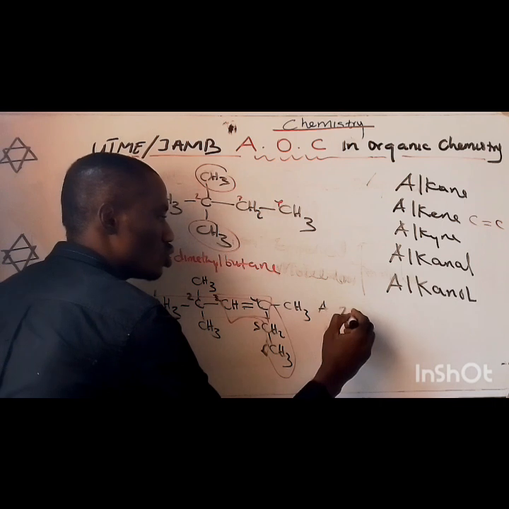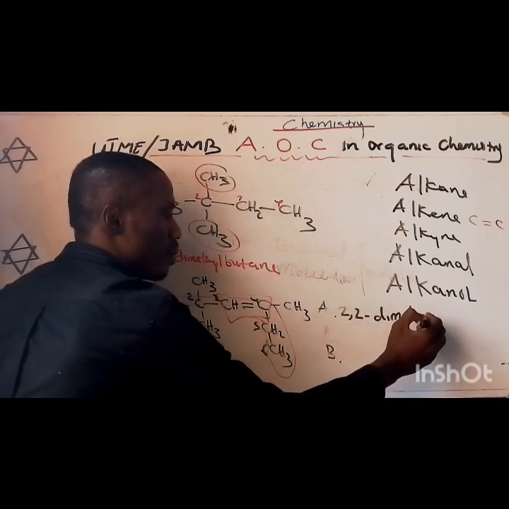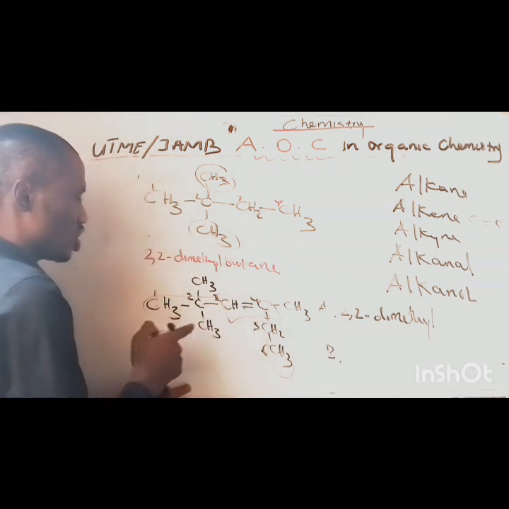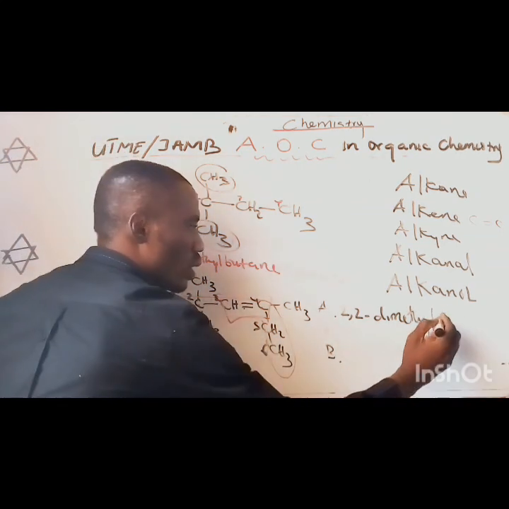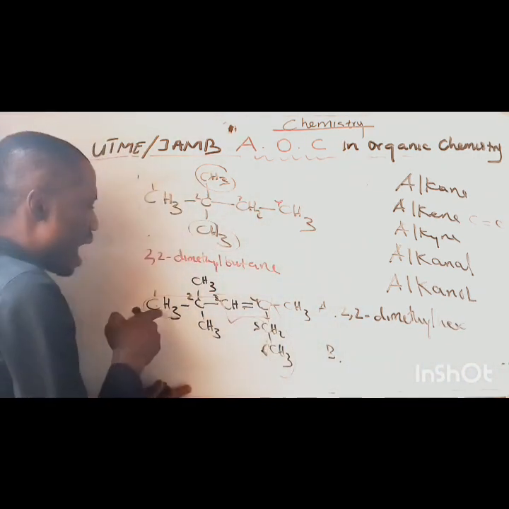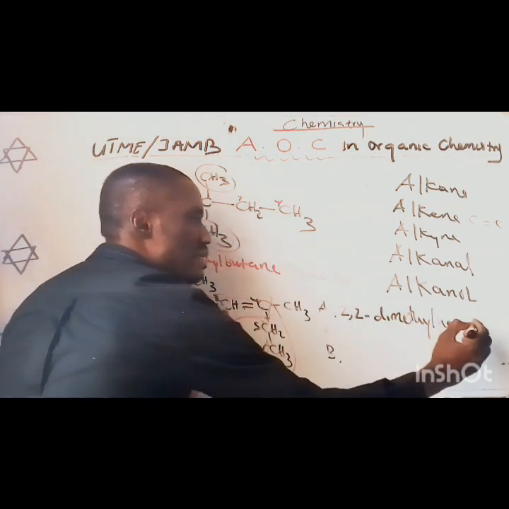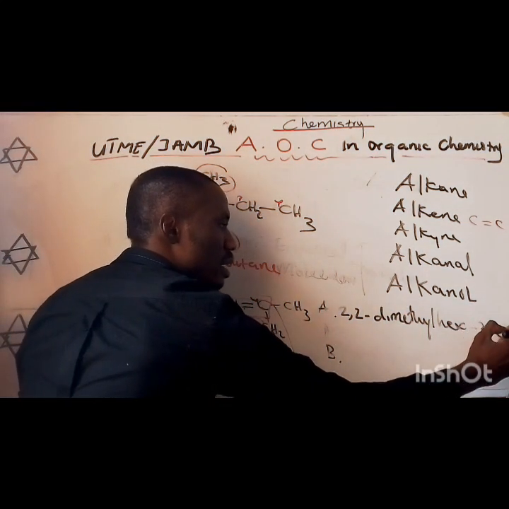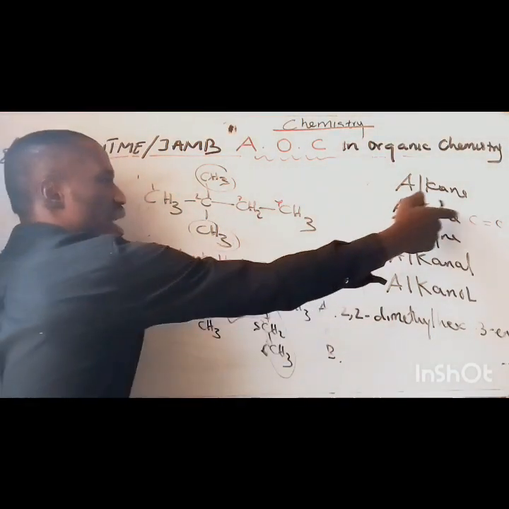It will be 2,2-dimethyl. What's the longest chain? 1, 2, 3, 4, 5, 6. So it will be hex. You see that? Hex. And then 1, 2, 3. The functional group is on 3. So hex-3-ene. E is the end name for the alkene.